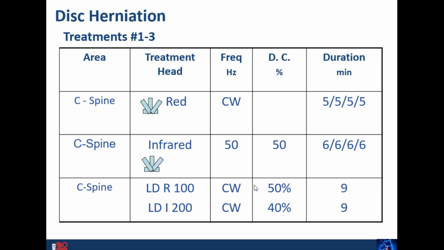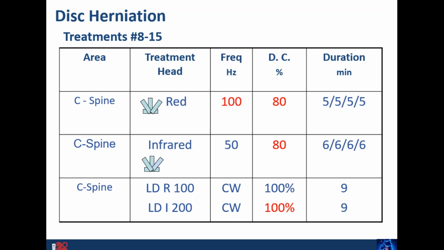The red probe we used at 50%. We decreased that from the total power of 100%, and same thing for the LDI 200 at 40% for about 9 minutes in total for treatment time for the probe. By treatments 4 to 7, we increased the duty cycle of the infrared to 70%, and we increased the power of the red probe to 100% for 9 minutes, and the LDI 200 to 50%. Again, what we're trying to do here is slowly increase the dosaging as a patient is plateauing.